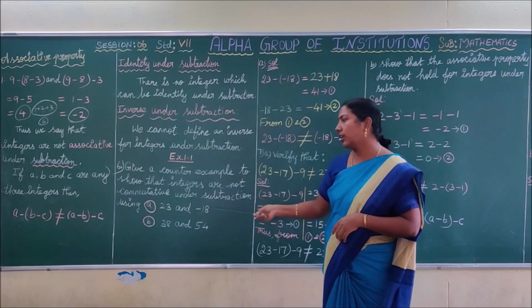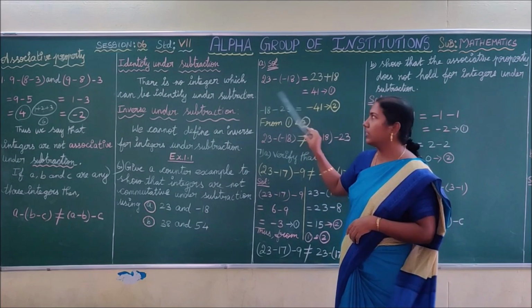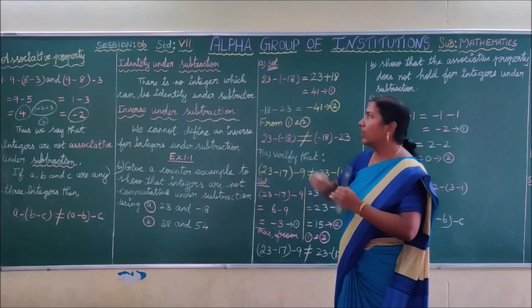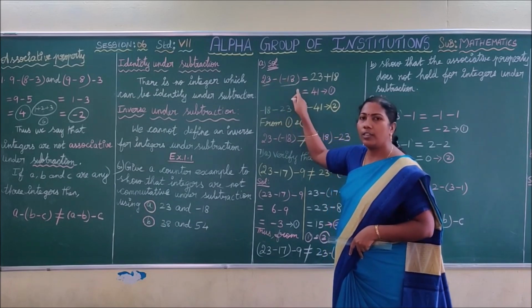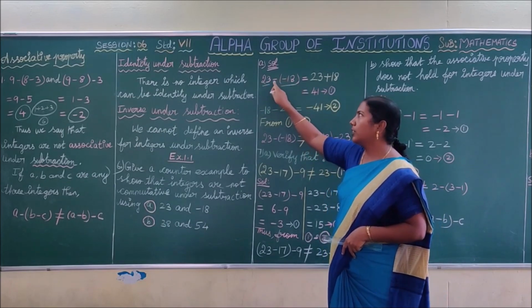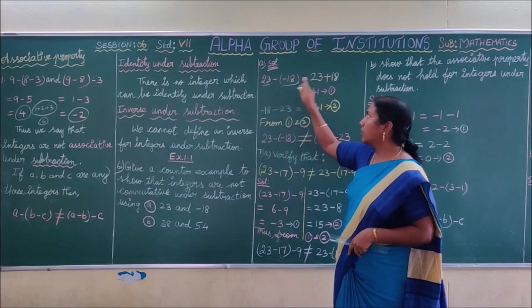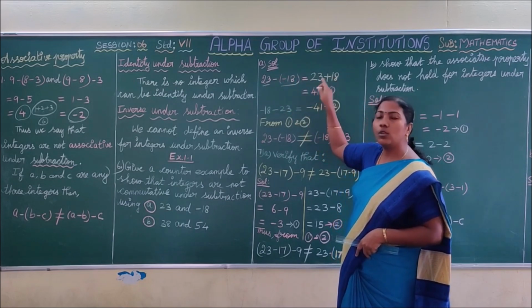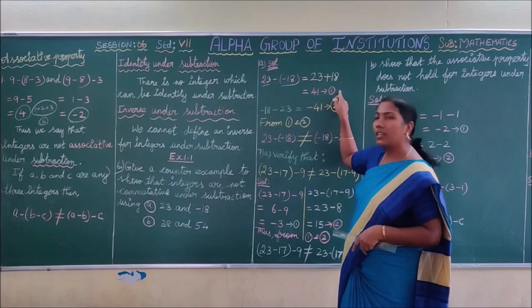How do you check the commutative property? First, you have to subtract the given two integers. 23 minus of minus 18. Thus, we are writing the given two integers, one positive integer, one negative integer, and we are applying the operation subtraction between these two integers. Removing the bracket, minus into minus plus 18. So 23 plus 18. What is the answer? 41. Let it be the equation 1.